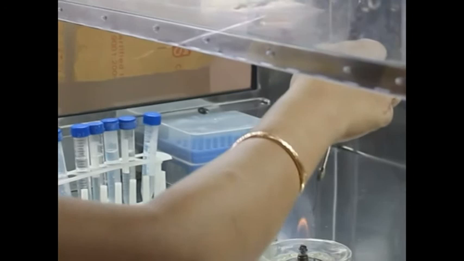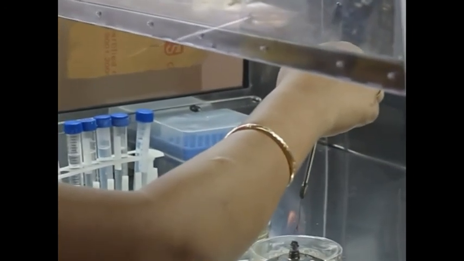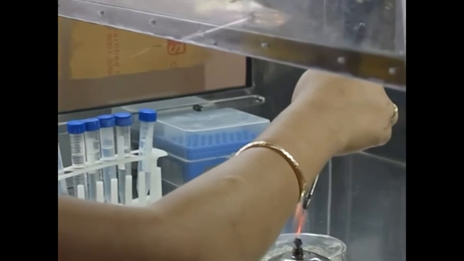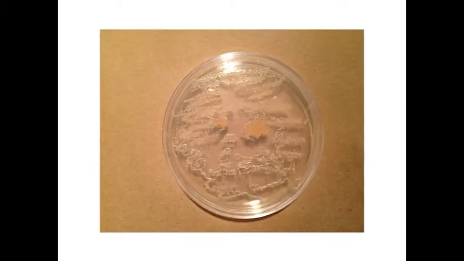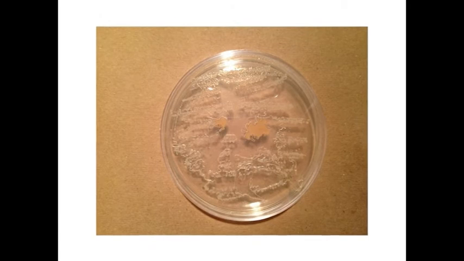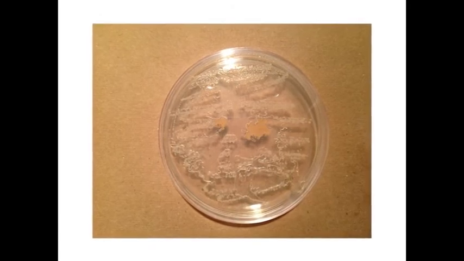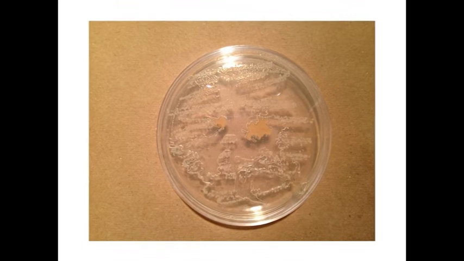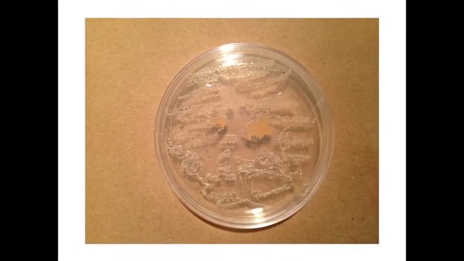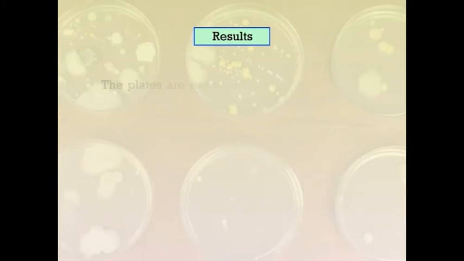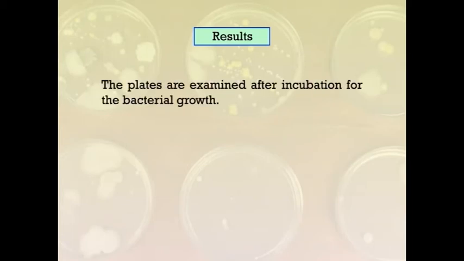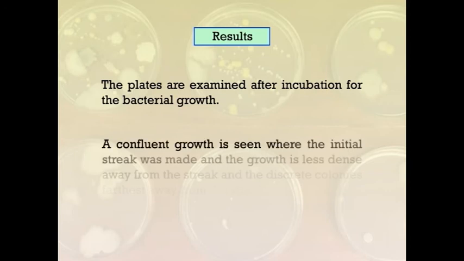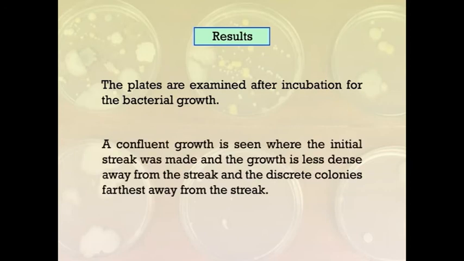Then the lid of the petri plate is replaced after completing the streaking and the loop is sterilized again by flaming. Then the plates are incubated at 37 degrees Celsius in an inverted position for 24 to 48 hours. In the results, the plates are examined after incubation for the bacterial growth. A confluent growth is seen where the initial streak was made and the growth is less dense away from the streak, with discrete colonies farthest away from the streak.